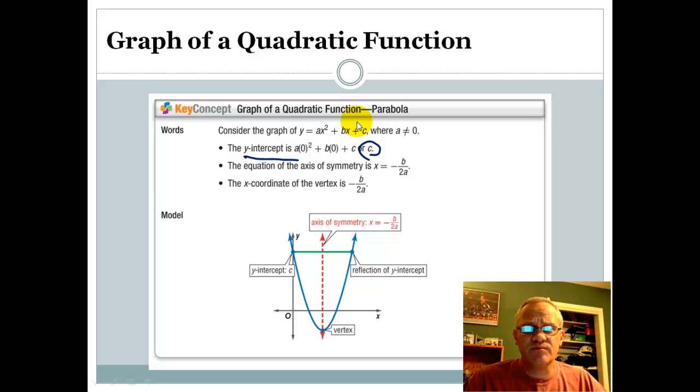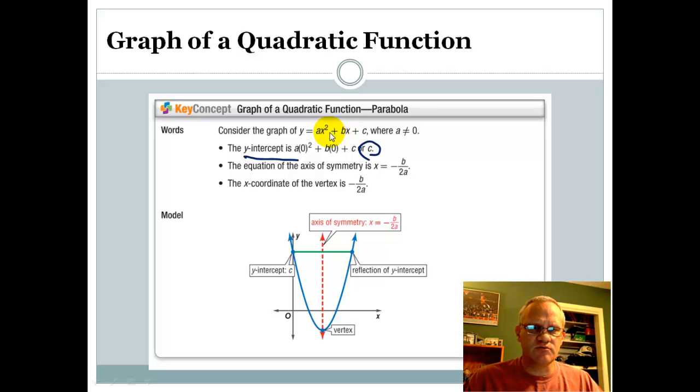Just like slope-intercept form, y equals mx plus b. In that case, b was the number by itself, and that was the y-intercept. Now it's c, but it's still the number that's by itself. So that one should be pretty easy to remember. That's the first thing we got to know, that the y-intercept is just this number out here that's by itself in this formula.